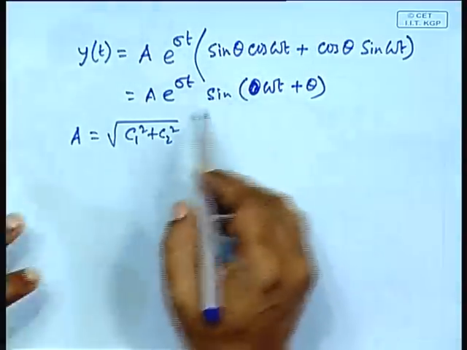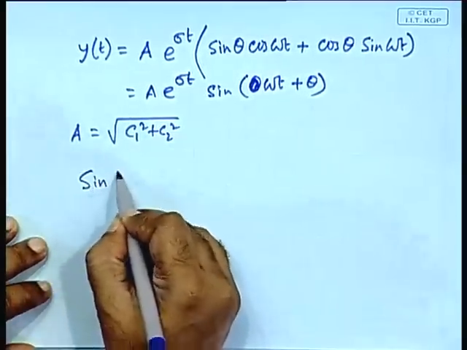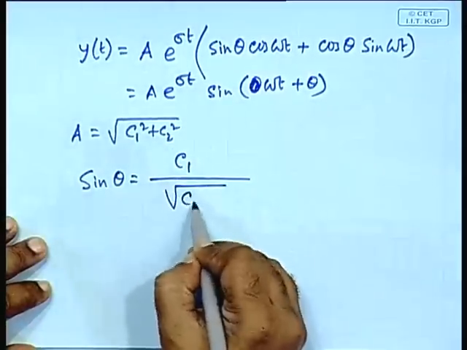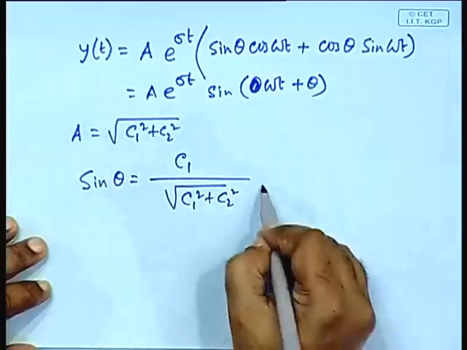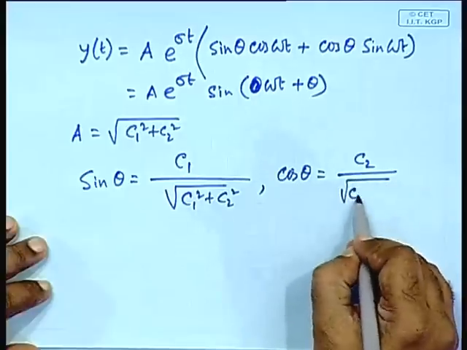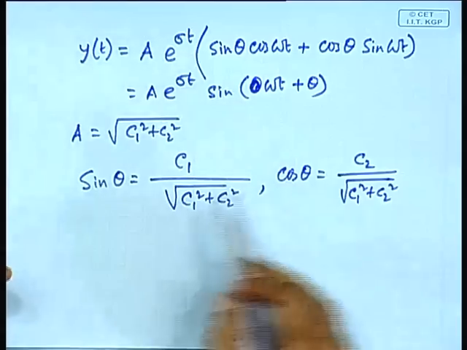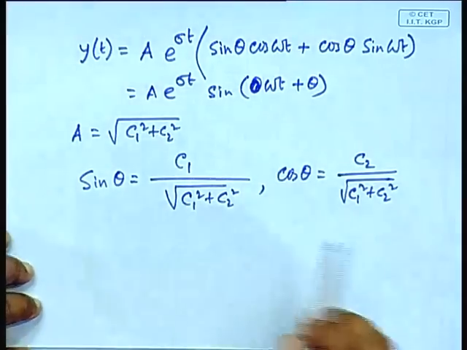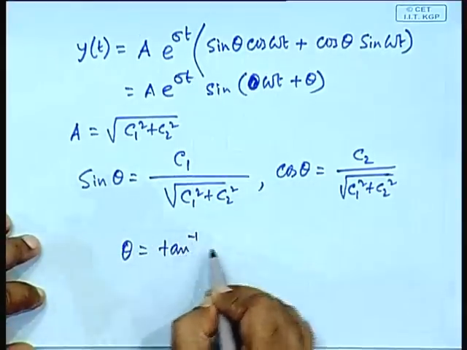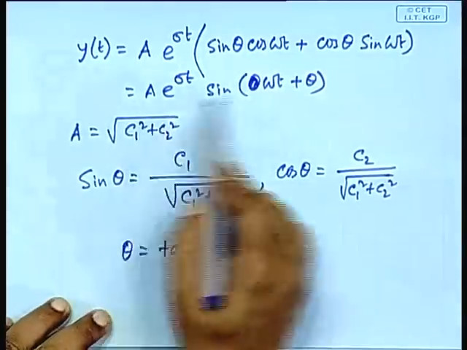So, in obtaining this, what have we assumed? A is this, and we have assumed sin theta is equal to C 1 by root over C 1 square plus C 2 square, cos theta is equal to C 2 by root over C 1 square plus C 2 square. So, that this square plus this square is equal to 1, sin square theta plus cos square theta is equal to 1. Then the theta is, if we assume this, then it is this.